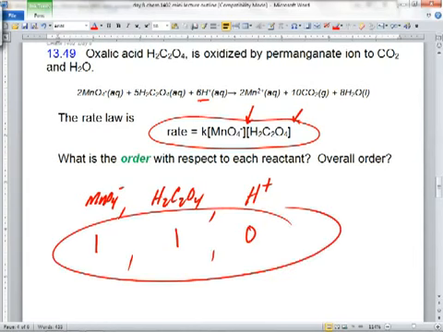Okay. What's the overall order? What's the overall order? The trick to that was just add them all up and you get 2. Just add them all up.